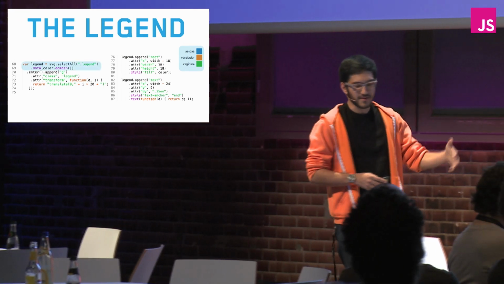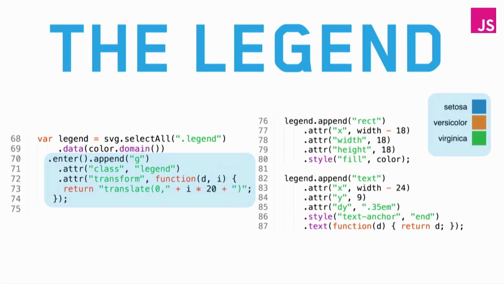We're going to put in the data. We're going to create a bunch of Gs and move them around in pixel math. We're going to create a bunch of rectangles, and we have to set, again, pixel math. We're going to create some text. We've got some more hard-coded pixel constants. We've got some more SVG text specification. And finally, we're going to put in the actual text.